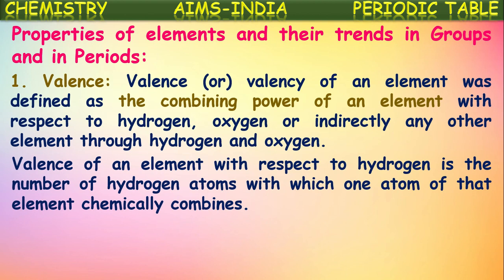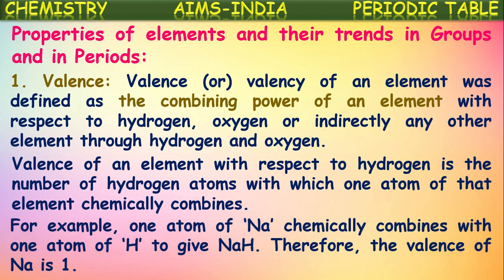Valency means how many hydrogen atoms are combining with one atom of an element. That is the definition of valency in terms of hydrogen. Generally, it is defined as the combining capacity of an element. In terms of hydrogen, the number of hydrogen atoms with which one atom of an element combines is taken as its valency.